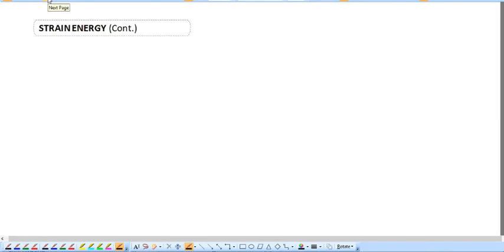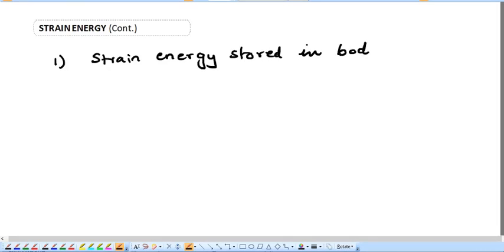So first we shall see the derivation of the strain energy stored in body due to a gradually applied load.